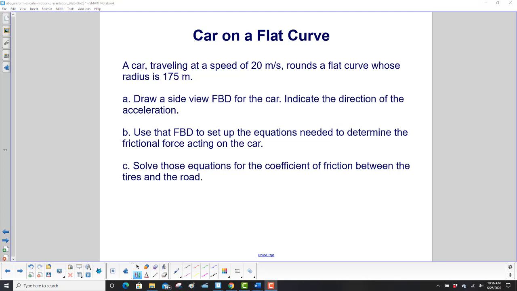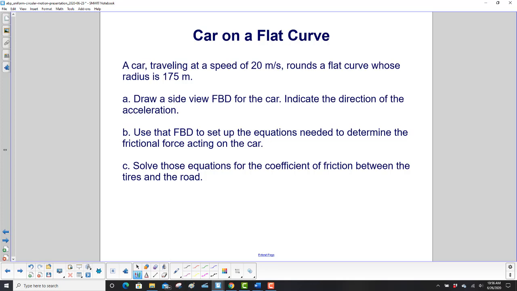A car traveling at a speed of 20 meters per second, which is a little over 40 miles an hour, rounds a flat curve whose radius is 175 meters. Draw a side view free body diagram for the car. Indicate the direction of the acceleration. Use that free body diagram to set up the equations needed to determine the frictional force acting on the car.